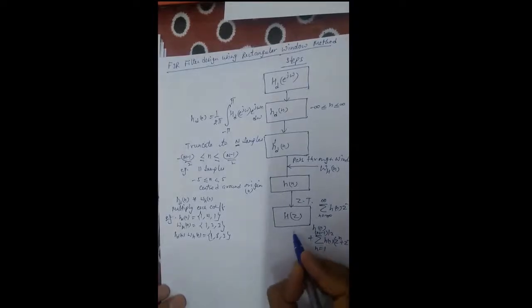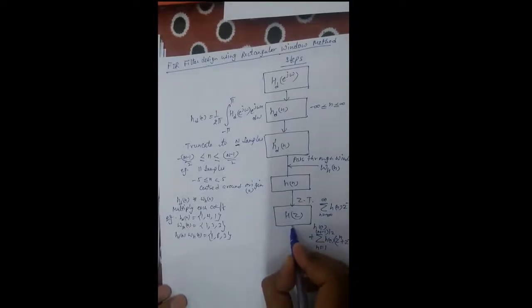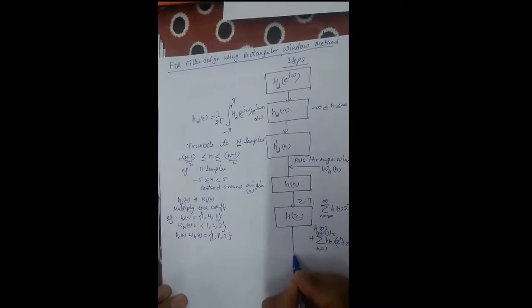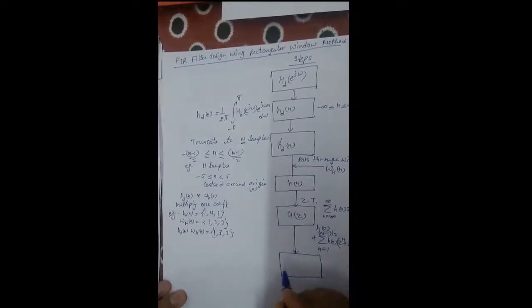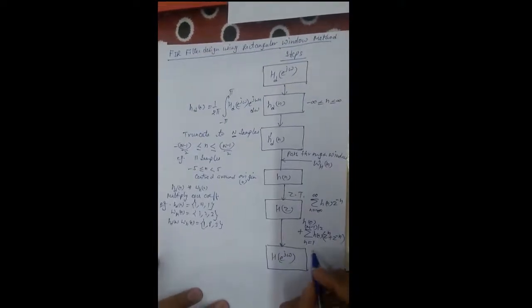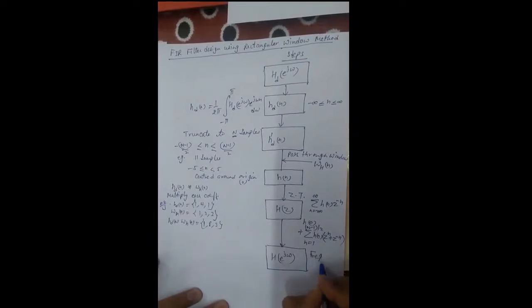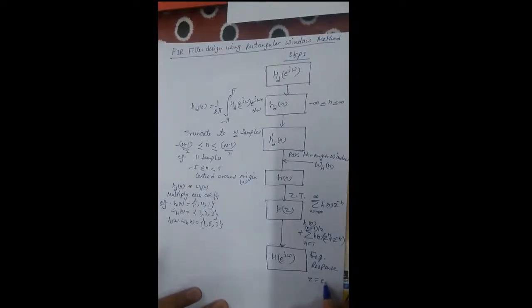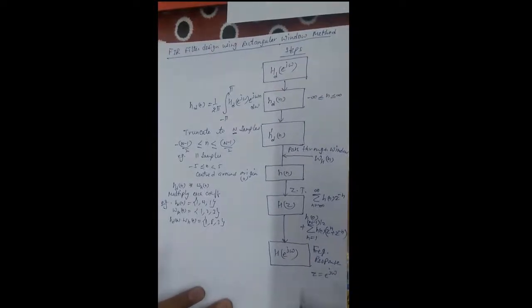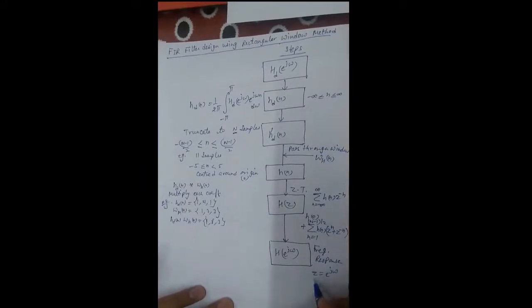Next step, we have to find the frequency response. To identify the frequency response, simply put z equal to e raised to power jω in the expression of H(z).